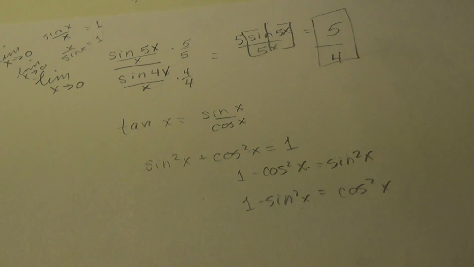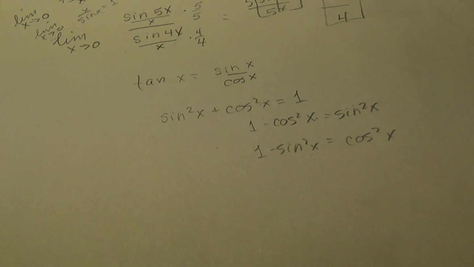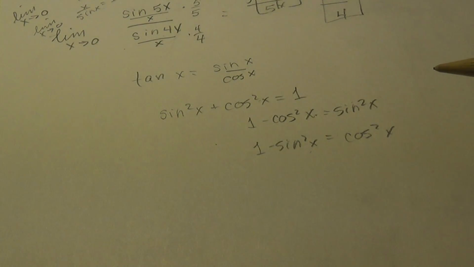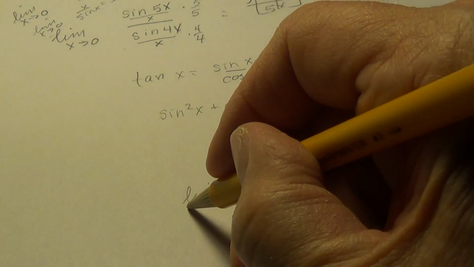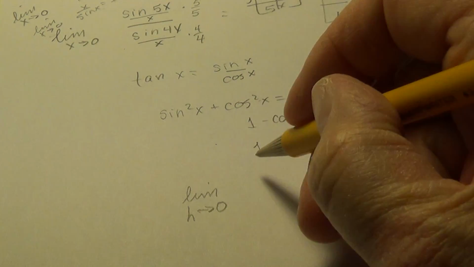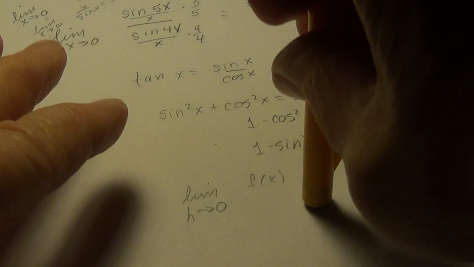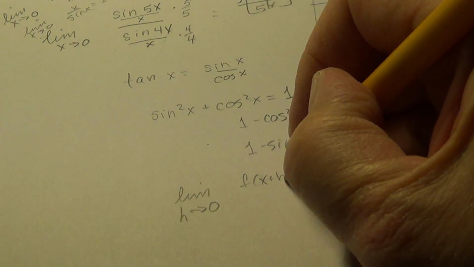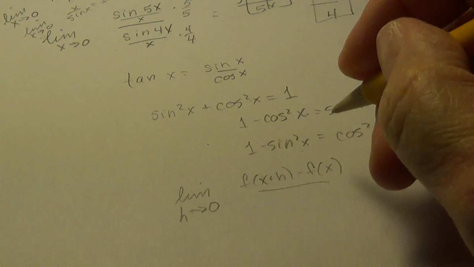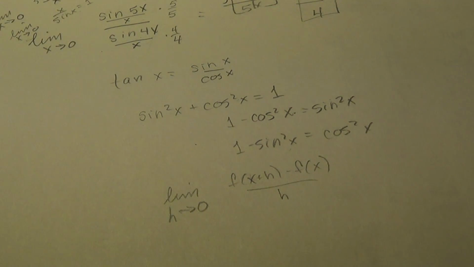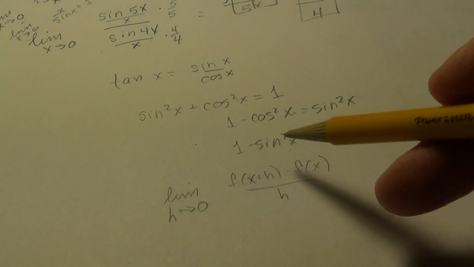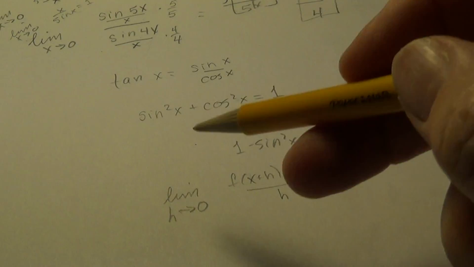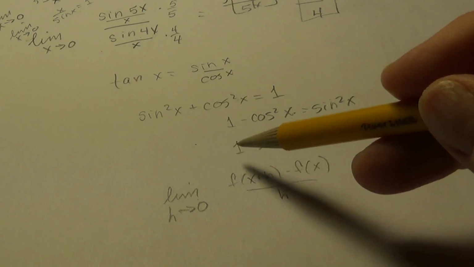All right, and last but not least, there is the definition of a derivative, which is a limit, and that is the limit as h approaches 0 of f of x plus h minus f of x divided by h. All right, so here is the definition of a derivative, and sometimes they will use it, and it looks like a regular limit problem, but you got to recognize this pattern.